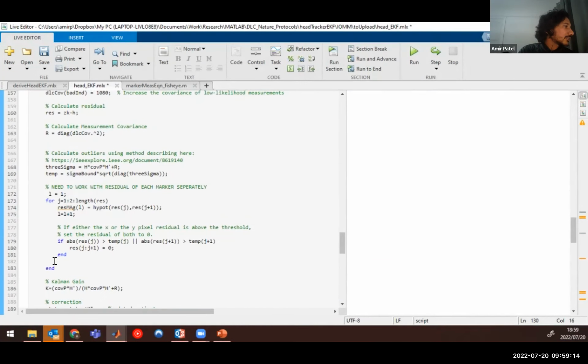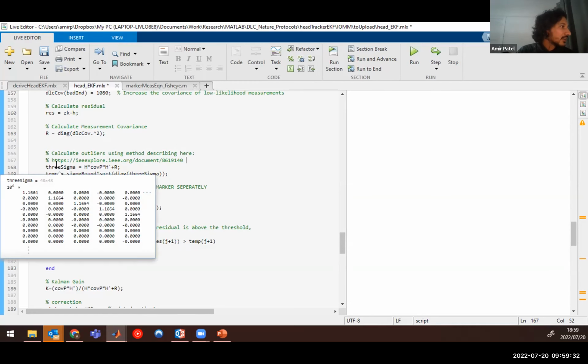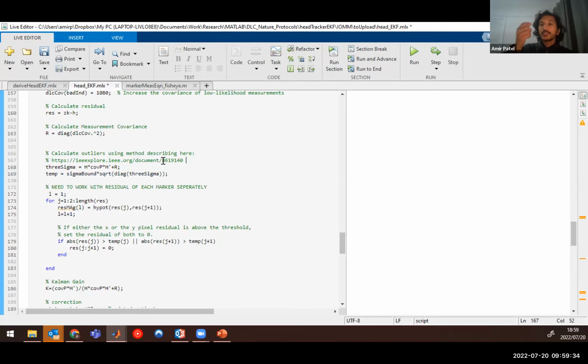Okay, and this is quite an interesting thing we had to implement. You can check out the link here, but we had to do some outlier rejection for the Kalman filter. Sometimes DeepLabCut will say with a very high confidence that it's found a point, but that point is way off. So how it works is it basically checks the predicted state sensor covariance.